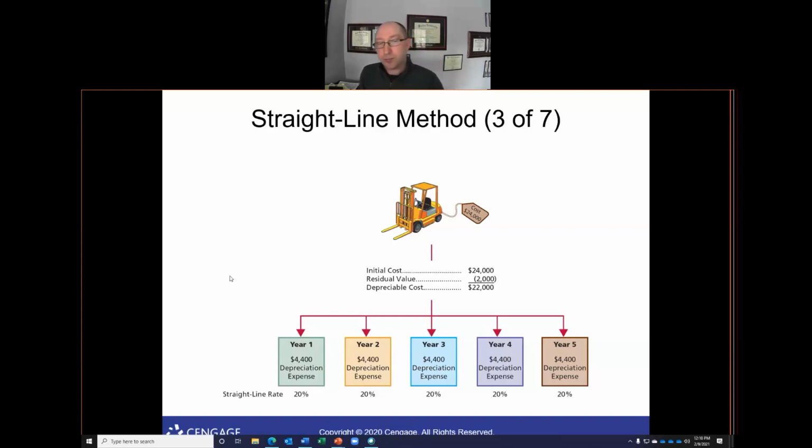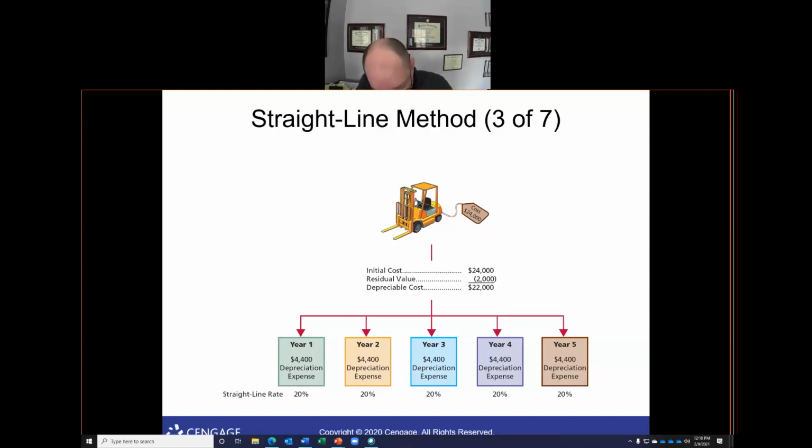So, now, looking back at our pictorial graph here. Initial cost, $24,000 minus $2,000 residual value equals depreciable cost, $22,000 divided by 5 years, that's $4,400. Now, the last step I need to do is figure out my straight line rate. The rate tells me the percentage of the depreciation per year. In our case, it's 20%. How did we get 20%, you might ask?